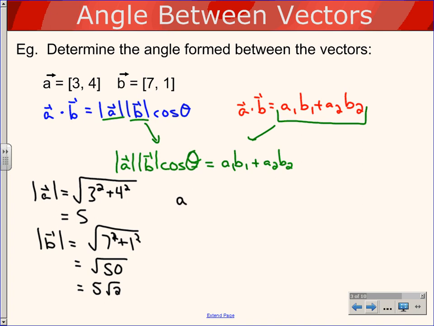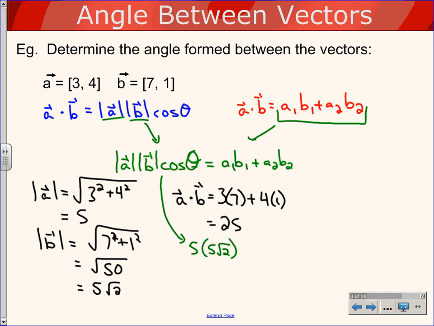We also need A dot B, right? So actually calculating the dot product using our A1, B1, A2, B2. So that's 3 times 7 plus 4 times 1, which is 25. So that's all of our work on the side. I guess I've made a bit of a mess of things now for sake of board space. I'm going to use this green formula again now. The magnitude of A was 5. The magnitude of B was 5 root 2 times cos theta. And the dot product, which I just calculated, was 25.